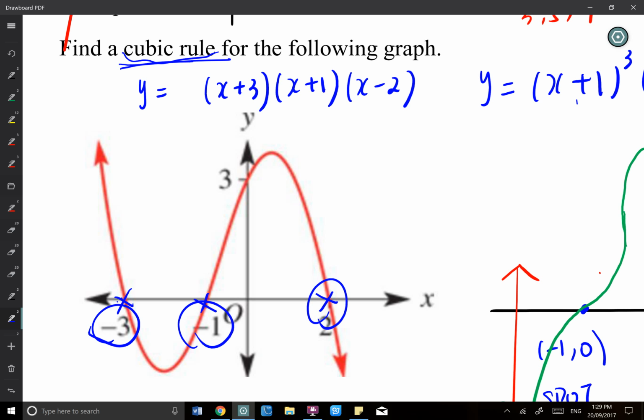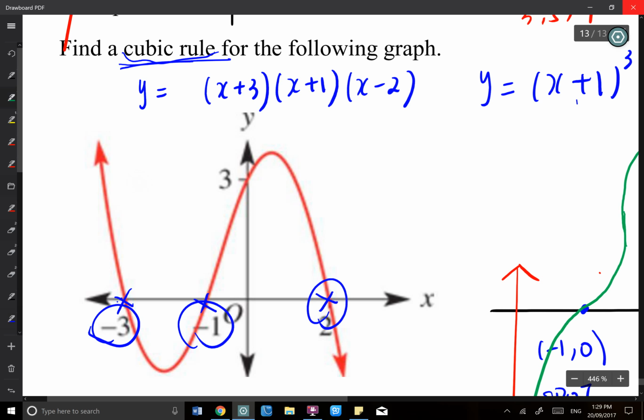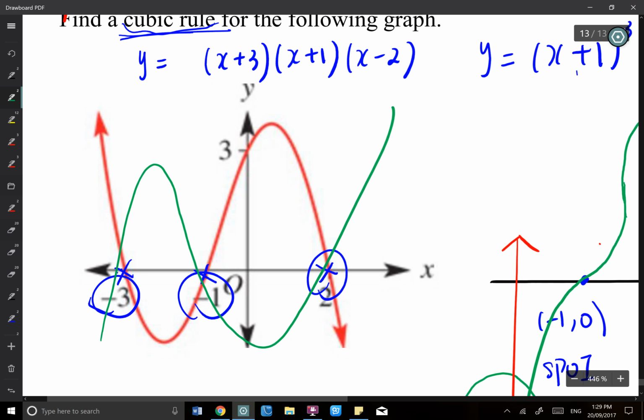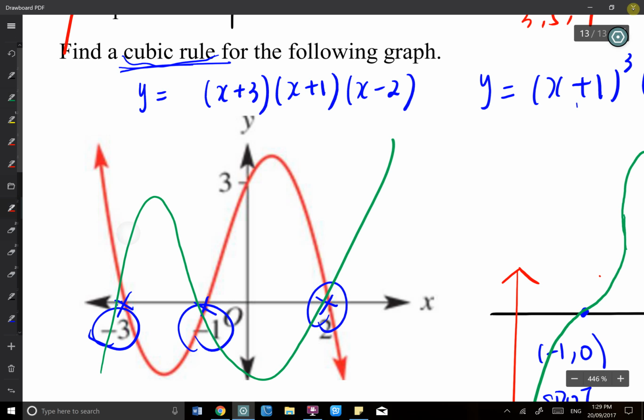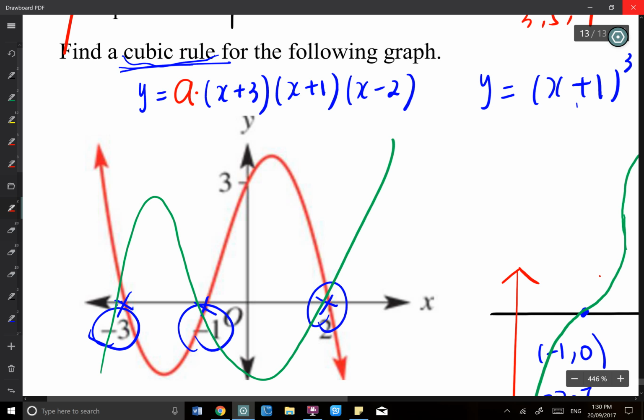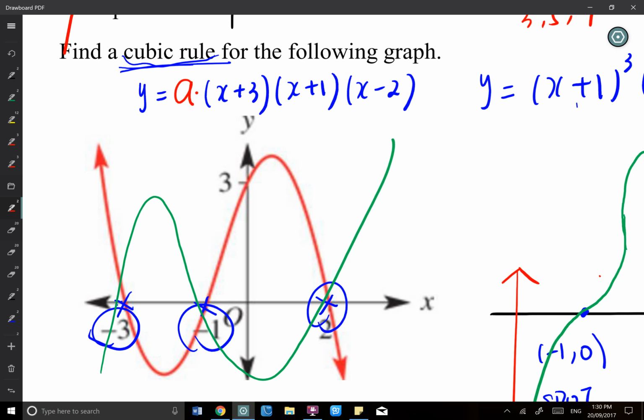I can give you an example. I can draw a shape like that, a cubic passing through exactly the same x-intercepts as well. So you don't know the dilation. You must put the a value in front to decide the dilation of the graph. I can stretch it, flip it, make it wider, taller, shorter, but it all depends on the a value. So I need to work out the a value.